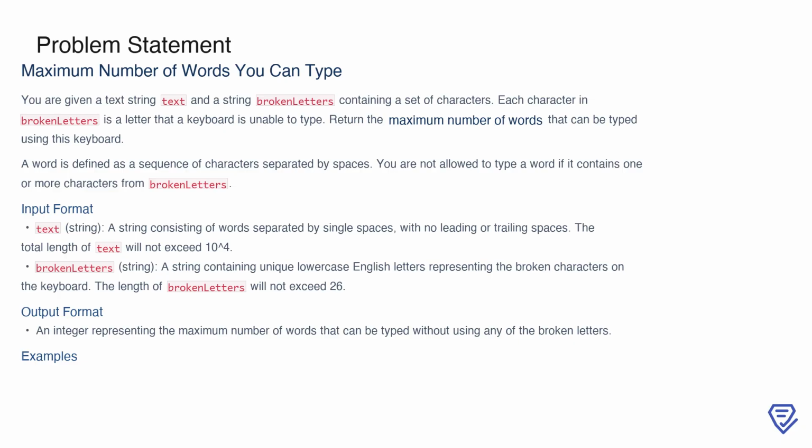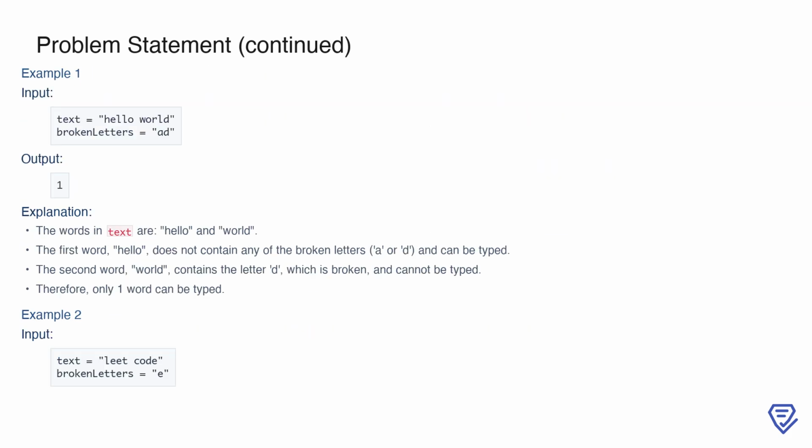Words are defined as sequences of characters separated by spaces. If even one letter in a word is broken, that word cannot be typed. The output will be an integer representing the total number of words that can be successfully typed without using any of the broken letters. Let's look at an example to clarify.